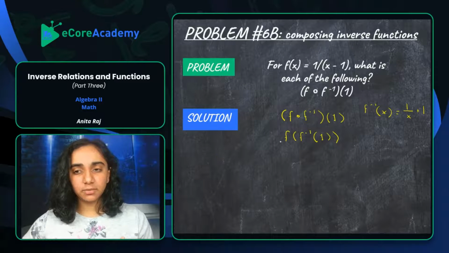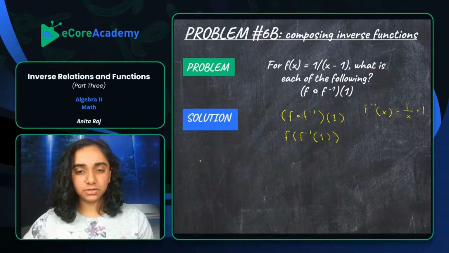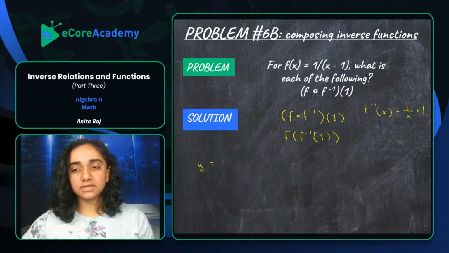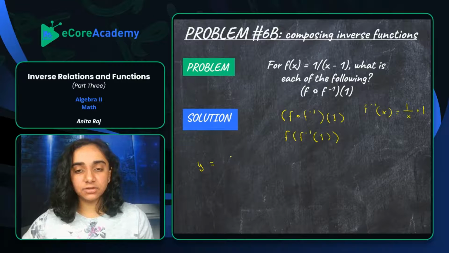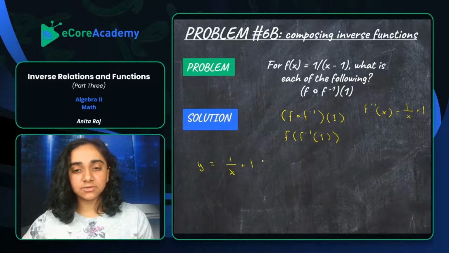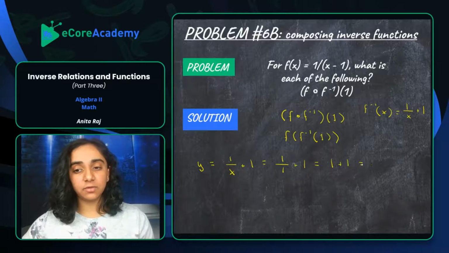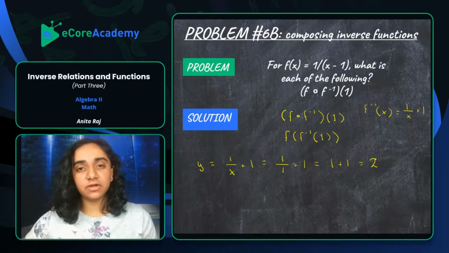So first we're going to input 1 into f inverse. I'm going to write this as y. I'm not going to write f inverse, I'm going to write y. So y is equal to, like we said, the inverse was 1 over x plus 1. So in this case, we're just going to plug 1 in for x. And if we do that, we end up getting 1 over 1 plus 1. 1 divided by 1 is 1, so we add that other one we have, and 1 plus 1 is equal to 2. So this is the output we get for f inverse of 1.